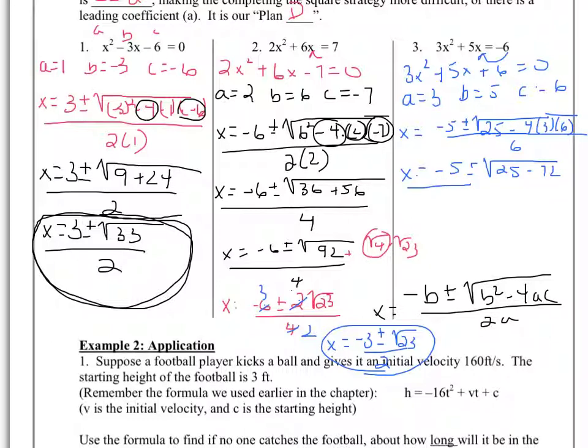Oops, sorry. Shouldn't be underneath the x. Over 6. Okay? So now I need to do 25 minus 72. I'm just going to erase it and do it in the same spot. 25 minus 72 is negative 47. Okay? I cannot have a negative underneath the square root. It's not possible, because we can never square something to be negative. So our answer here is no solution.